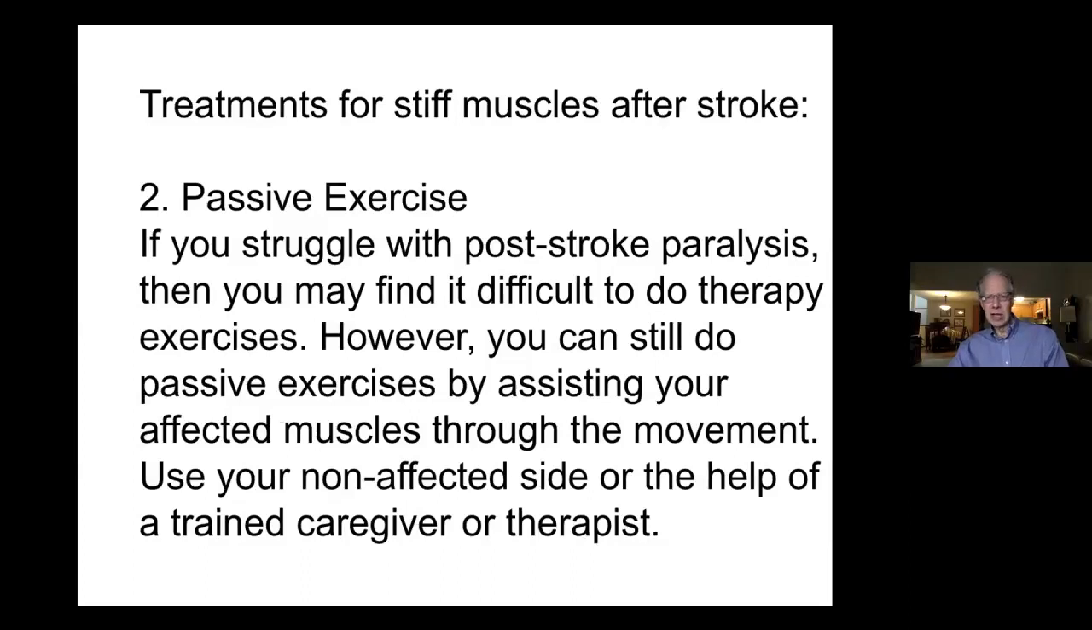Passive exercise is also useful. And especially at the outset following a stroke, you may need to use passive exercise. In passive exercise, the limb is moving, but you're moving it with your good arm, or you're having a caregiver or a therapist move it. So the limb is moving, even though you are not using your brain to move it. And it turns out even extensive passive exercise will help rewire your brain and reduce spasticity.